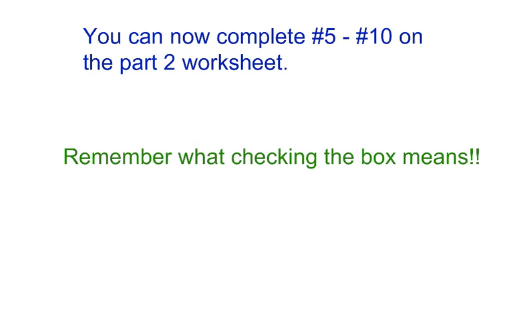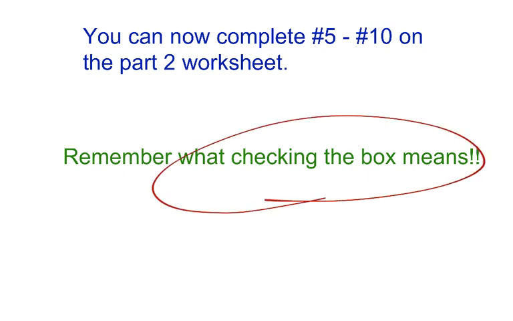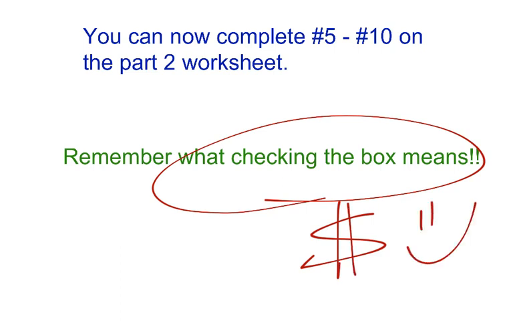Okay, you can now complete numbers 5 through 10 on the Part 2 worksheet. Remember what checking the box means. It means money for Mrs. Bench if you do not get it right. So, go ahead and do that, and then we'll see you back here for the next video.